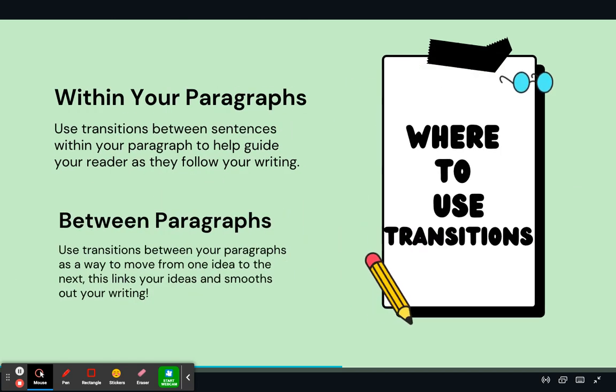There are two times to use transitions, and the first is within your paragraph. So you can use transitions between individual sentences to help guide your reader as they follow your writing. You should also use transitions between paragraphs. This helps connect your different ideas and just makes your writing seem smoother overall.